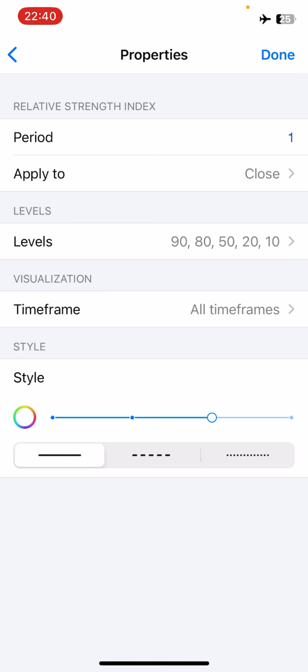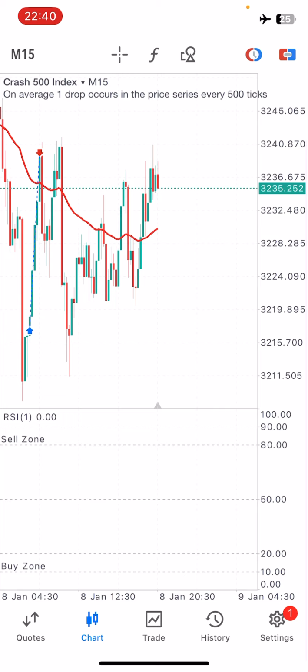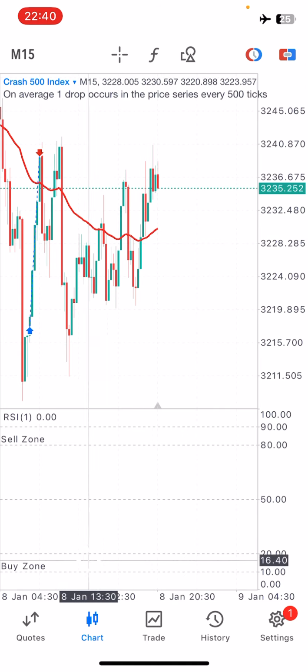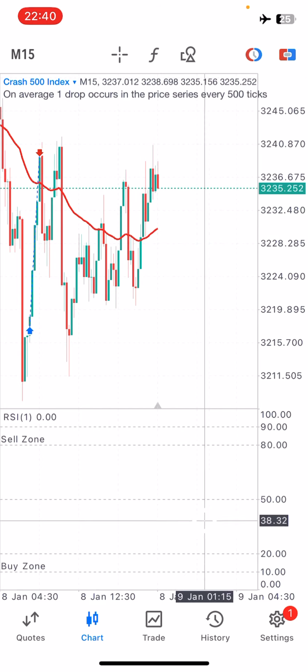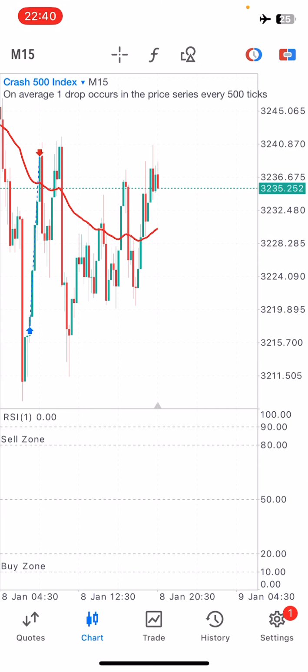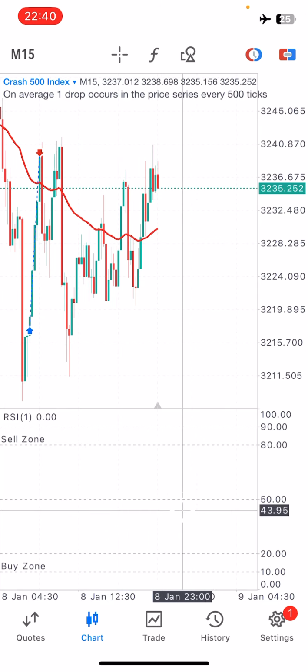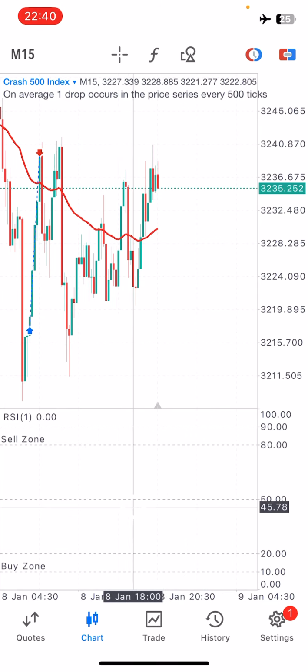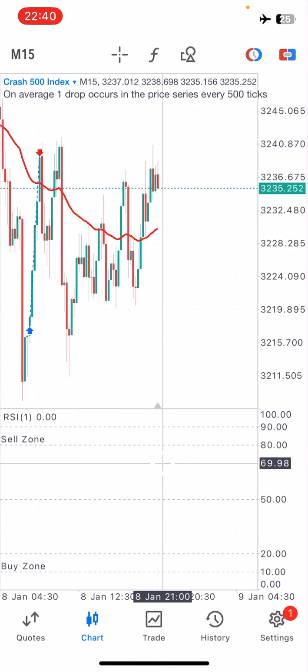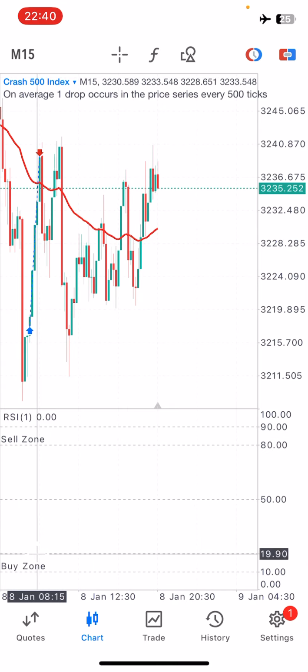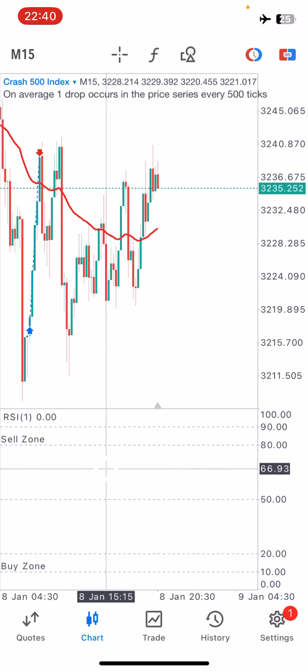Okay, so if I click done, you see that we now have our zones and our RSI inside, and we can now move on to the next indicator. So please make sure you see that there is no other indicator inside our indicator window 2. Just make sure that you have the sell zone and the buy zone and the level 50 as well.